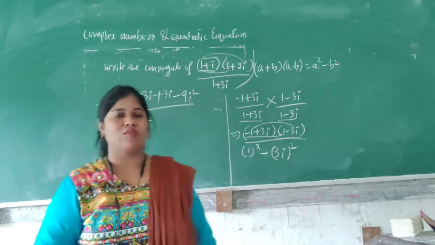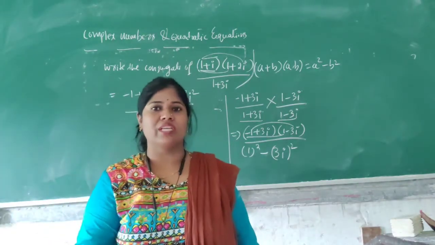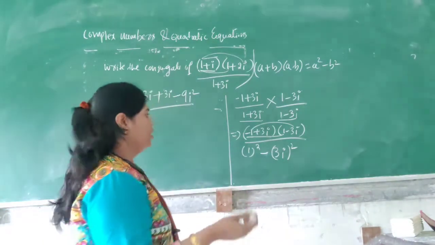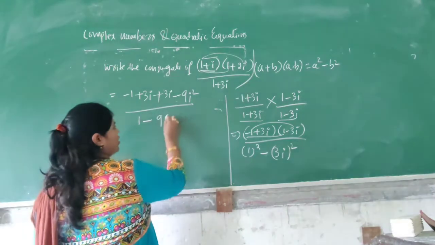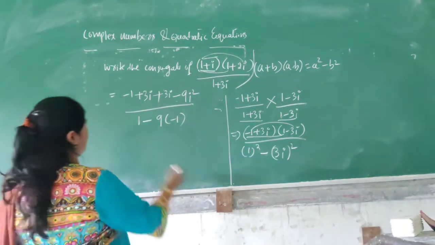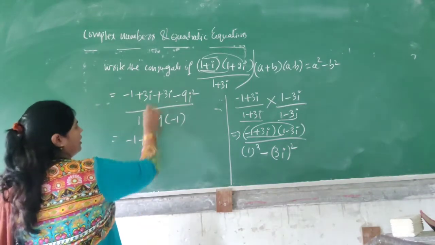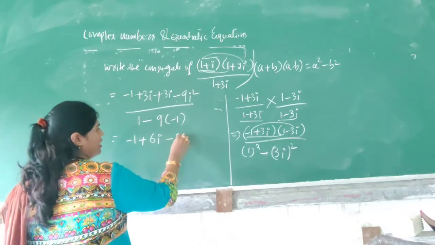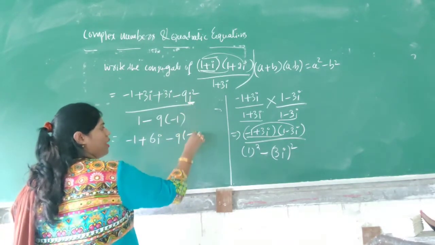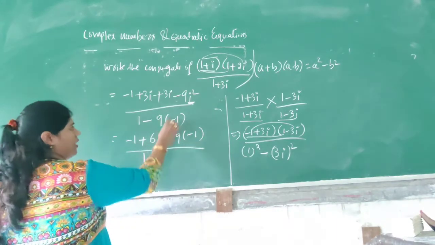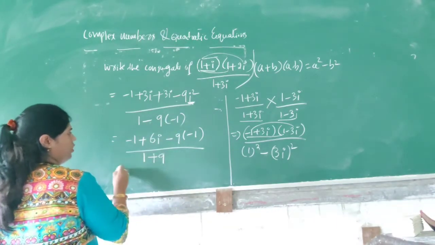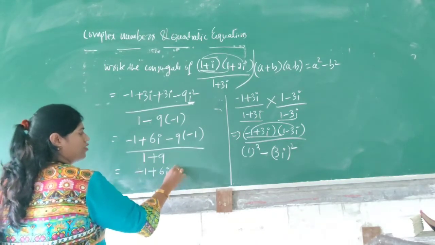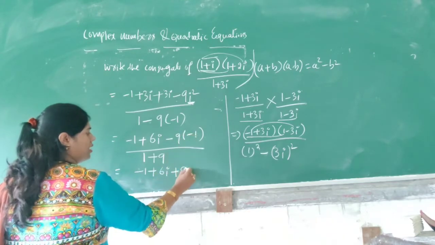What is (3i) whole square? 3i into 3i, which is equal to 3 threes are 9, i into i is i square. So 9 i square, the value is minus 1, so minus 9. 3i plus 3i, what is the value? 6i. I square value is minus 1. So minus into minus is plus 9. So minus 1 plus 6i, and 1 plus 9 is 10.